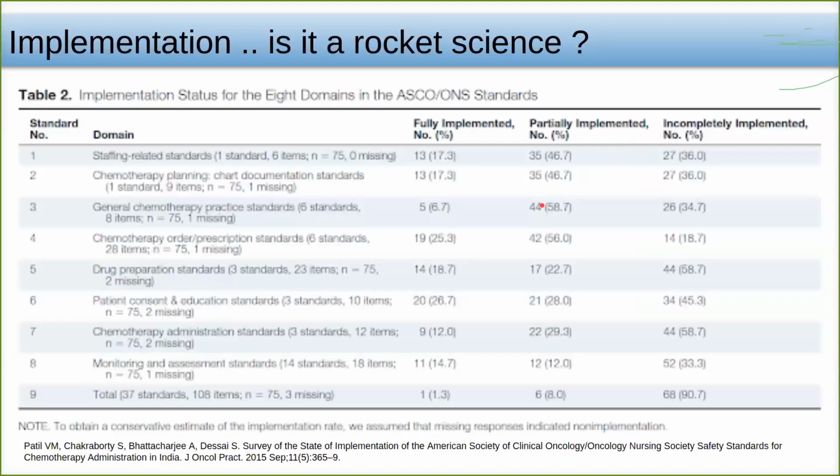And the reason is, it is not easy to implement evidence in clinical practice. This is a survey that we did in 75 cancer centers across India a few years ago when I was in Malabar Cancer Center, where we tried to see if the ASCO-NS standards were fully implemented, partially implemented, or incompletely implemented in patient populations. We found only a single center which had actually fully implemented the ASCO-NS standards. What is worrisome is that chemotherapy order and prescription standards were fully implemented by only 25% of the centers surveyed. And these are major cancer centers.